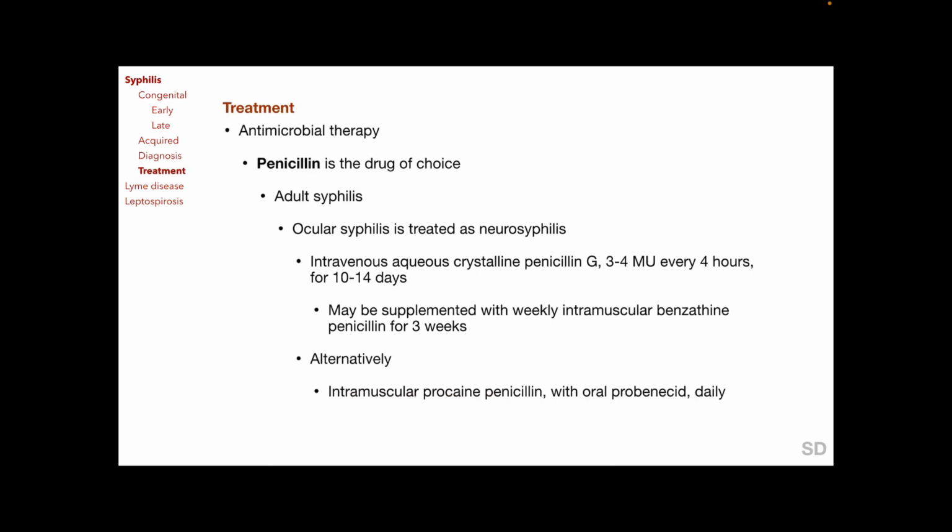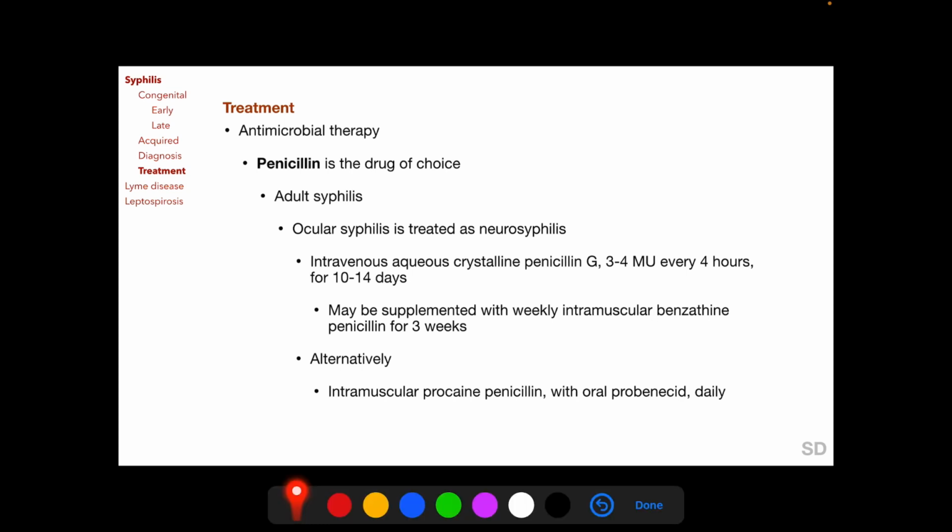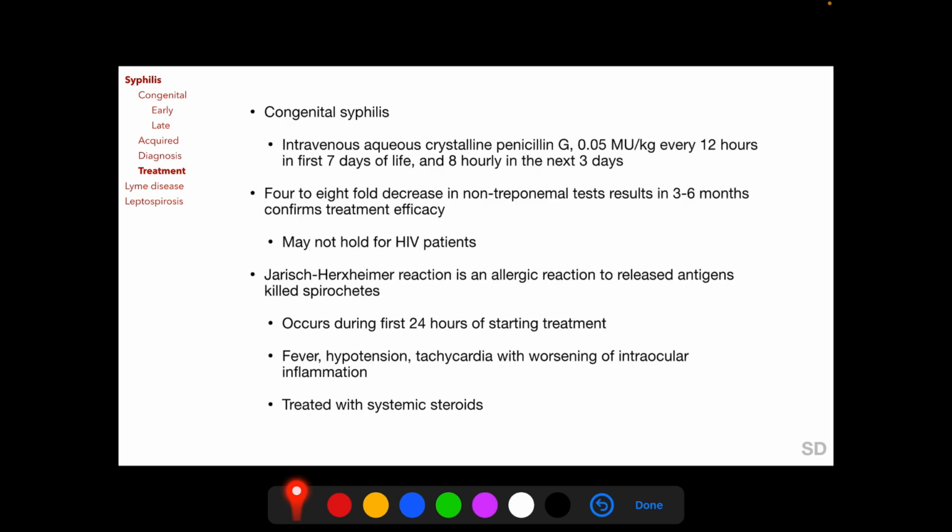Syphilis being an infectious uveitis entity, treatment is two-pronged: antimicrobial therapy and anti-inflammatory therapy, and penicillin is the antimicrobial drug of choice against syphilis. For adult syphilis, intravenous aqueous crystalline penicillin G 3 to 4 million units should be administered every 4 hours for 10 to 14 days, and this may be supplemented with weekly intramuscular benzathine penicillin for 3 weeks. Alternatively, intramuscular procaine penicillin can be administered daily with oral probenecid.